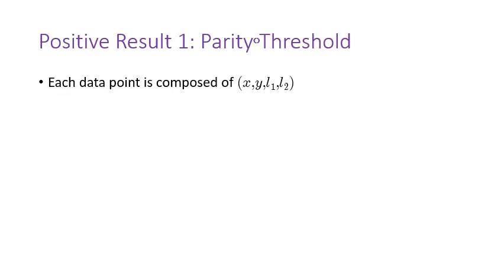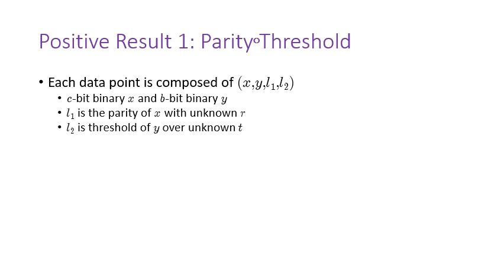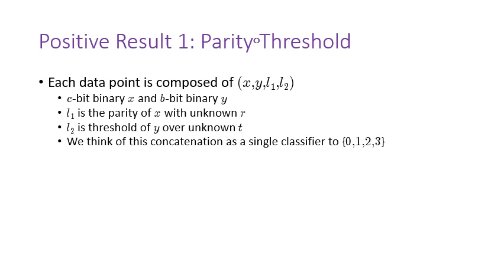I am now switching to this strain of positive results regarding functions that we have designed, as opposed to thus far where we talked about estimating the mean, which was a canonical task. These are more tasks that we came up with. The first one is a concatenation of parity and threshold. Namely, each data point is composed of two separate vector features, x and y. X has c bits and y has b bits, and two separate labels, L1 and L2, where L1 corresponds to a parity and L2 corresponds to a threshold. As ever, our goal is to learn this pairwise classifier. Let's think of it as giving a label between 1 and 4, one of 4 possible labels.